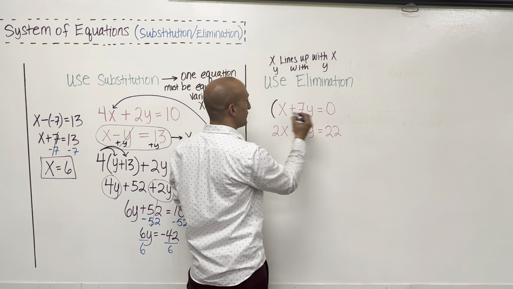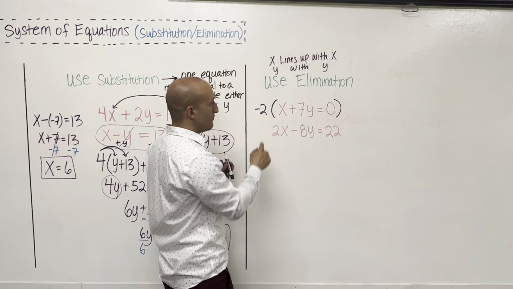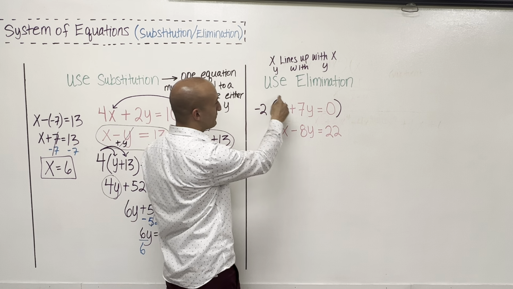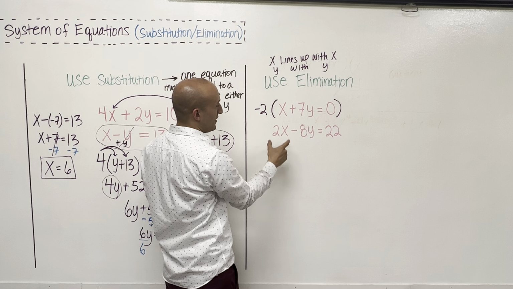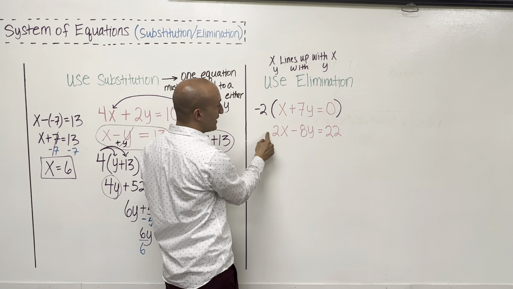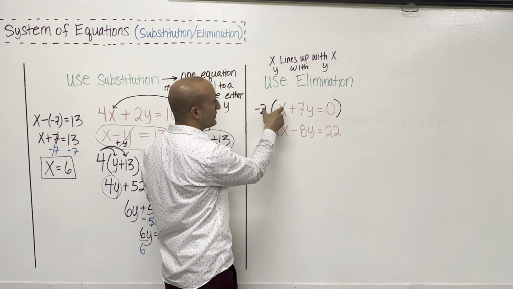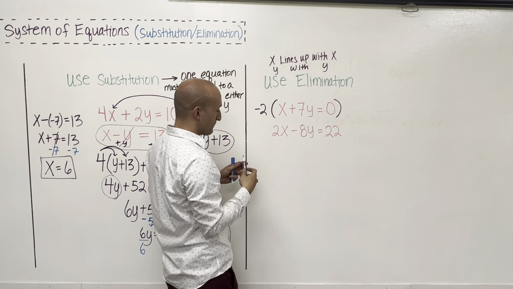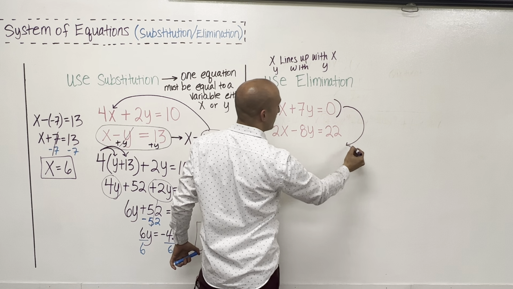So what I'm going to do is multiply this one by a negative 2. Because if I multiply negative 2 times x, then I'm left with negative 2x and 2x. Different signs, same quantity, okay? So I'm going to rewrite that one and write it here.